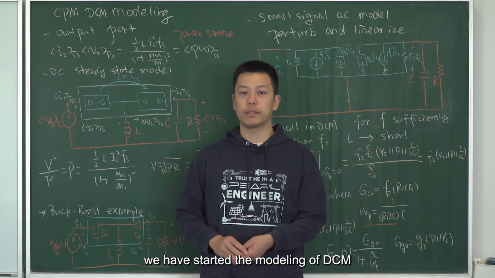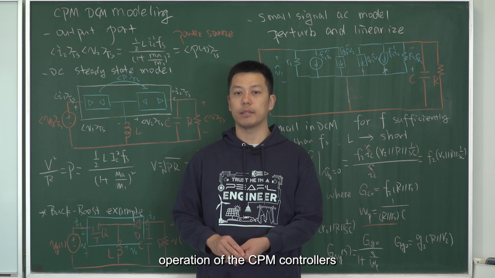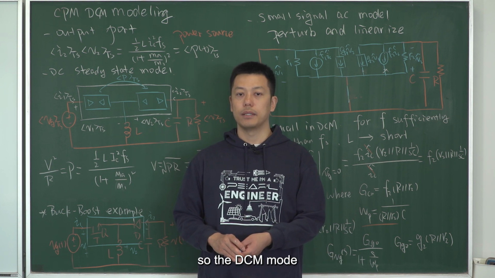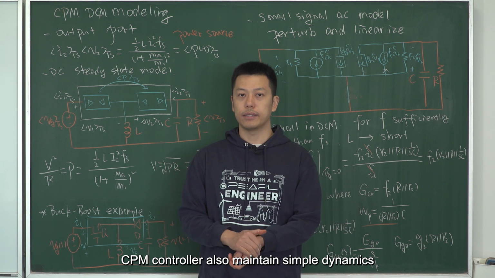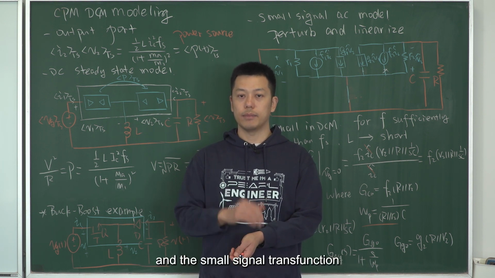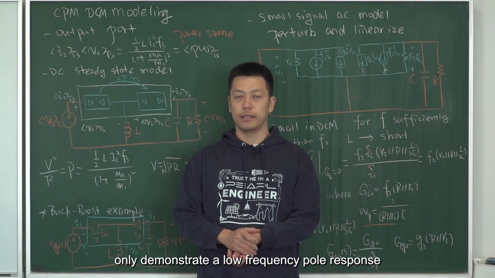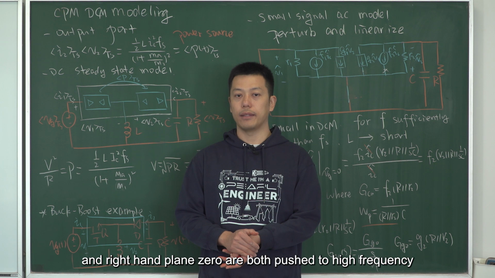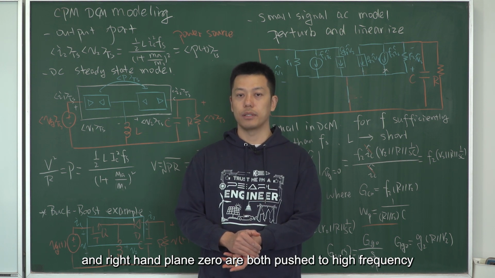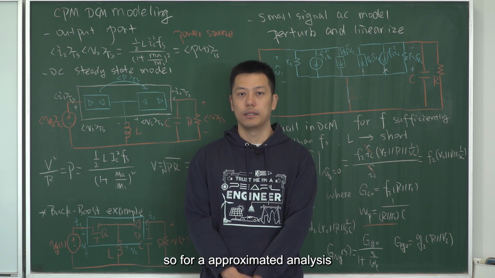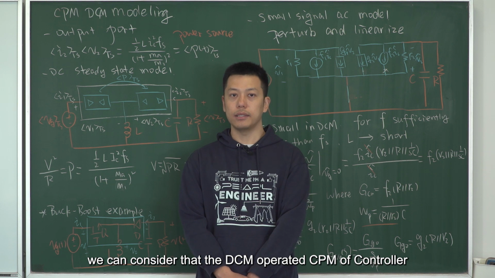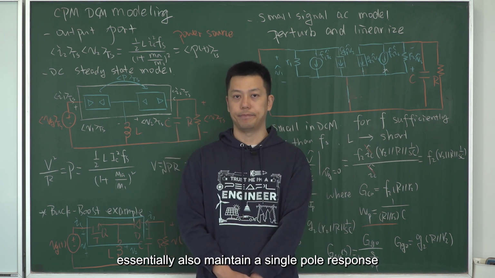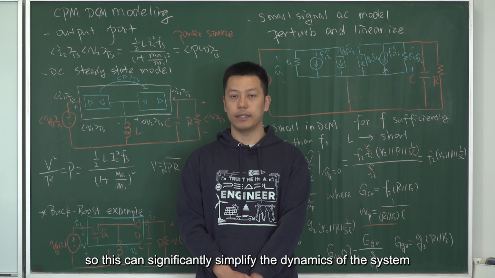So in this section, we have studied the modeling of DCM operation of the CPM controllers. Similar to the pulse width modulated control, the DCM mode CPM controller also maintains simple dynamics. And the small signal transfer function only demonstrates a low frequency pole response. And the inductor induced high frequency pole and right half plane zero are both pushed to high frequency. So for approximated analysis, we can consider that the DCM operated CPM controller essentially also maintains a single pole response. So this can significantly simplify the dynamics of the system.